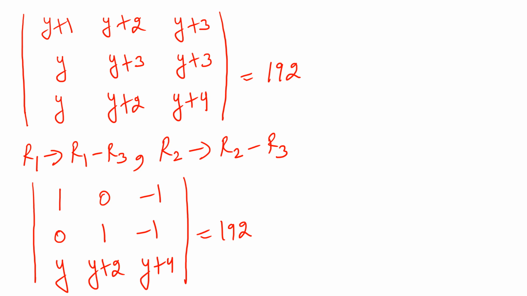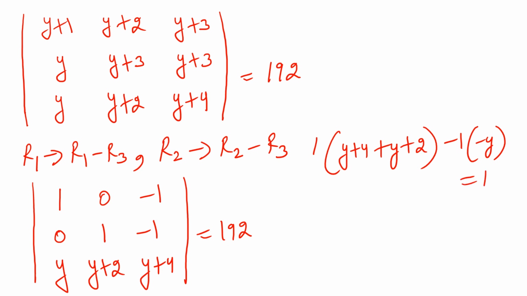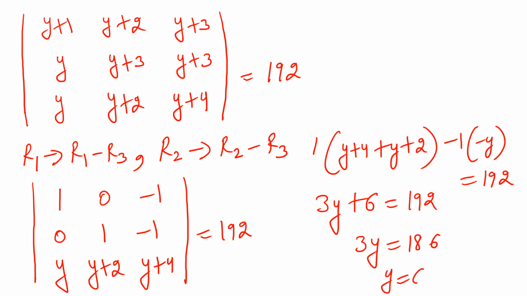Now just expand this determinant along the first row. So you will be getting 1 into y plus 4 plus y plus 2, and then minus 1 into minus y, and this is equal to 192. Now students, just solve this equation. You will be getting 3y plus 6 equal to 192, or 3y equal to 186, or y equal to 62.